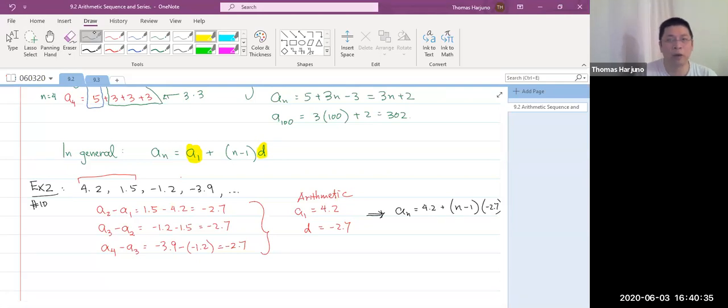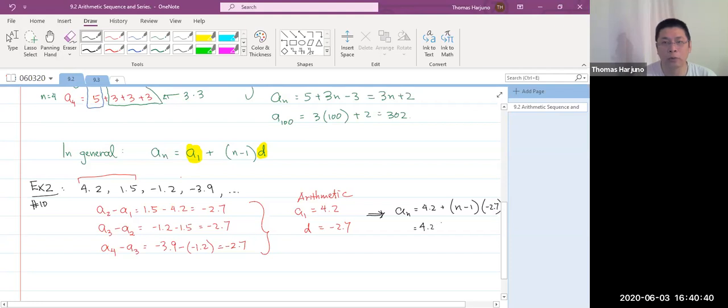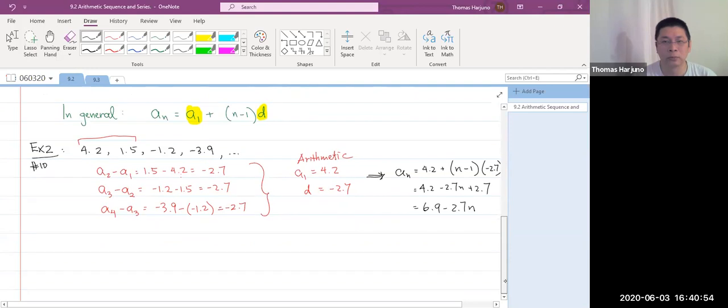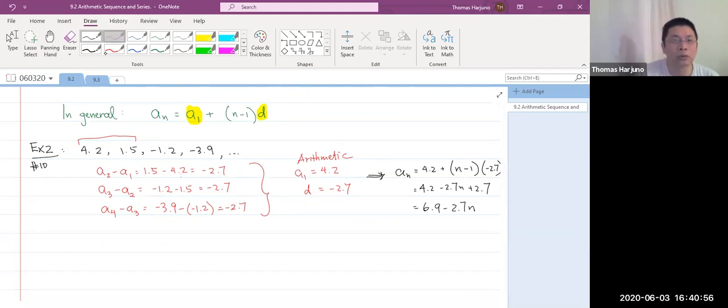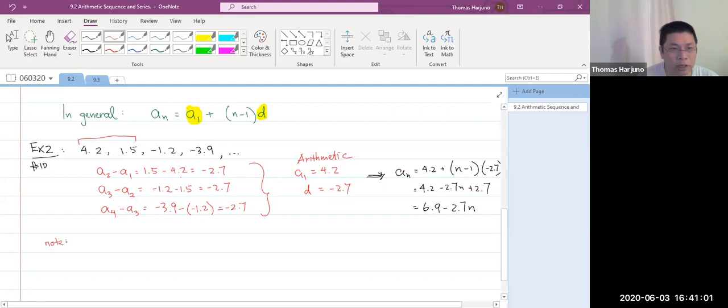Of course, simplify whenever possible. So that's 4.2 minus 2.7n plus 2.7. I get 6.9 minus 2.7n. Okay, now some little notes. Make it small enough so that you know it's little notes.